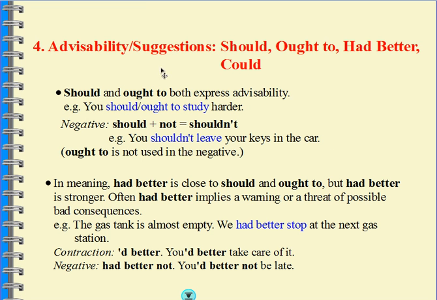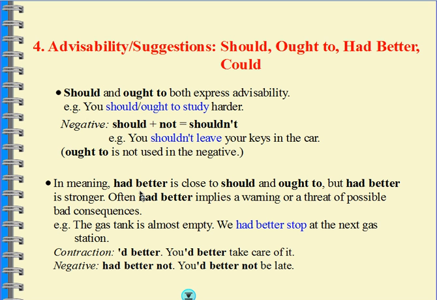4. Advisability or suggestions with should, ought to, had better, could. Should and ought to both express advisability. Example, you should or you ought to study harder. The negative form of should is should not, so should plus not, and you have the contraction shouldn't. Example, you shouldn't leave your keys in the car. Ought to or oughta is not used in the negative.